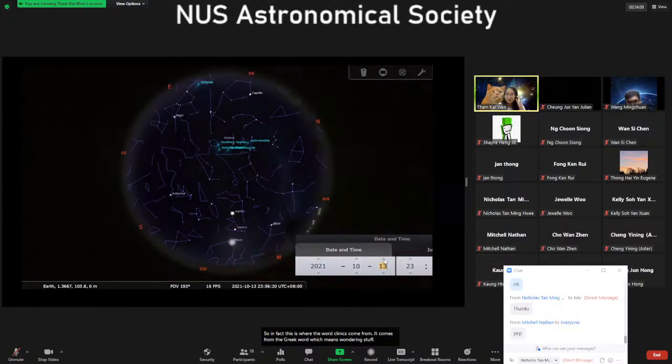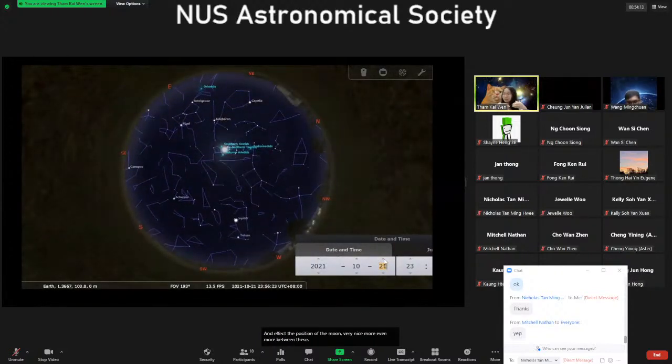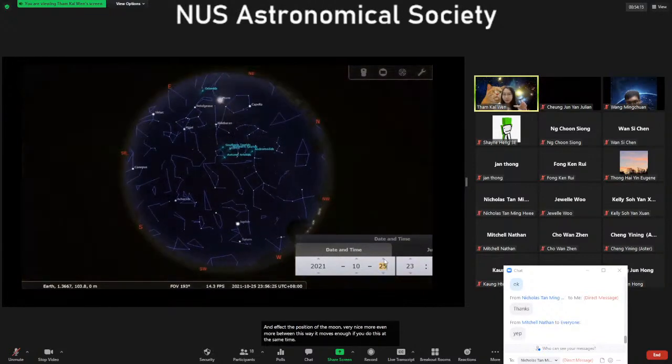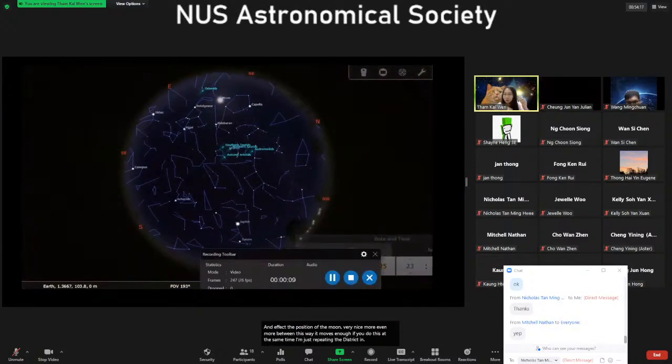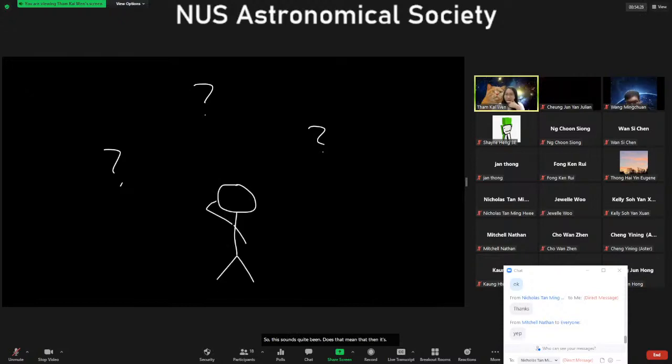And in fact, the position of the moon varies even more between days. So this is at the same time, I'm just moving between the days, right? It moves enough to go 1 round around the celestial sphere in a month. So this sounds quite bad. Does that mean the planets can be anywhere in the night sky and we just have to try to look out for these bright dots?